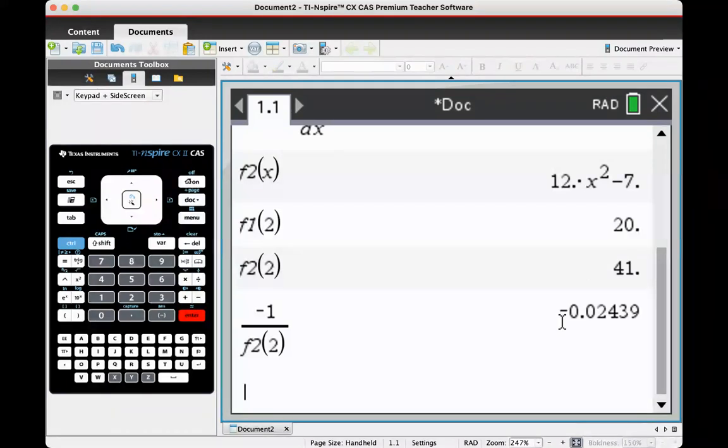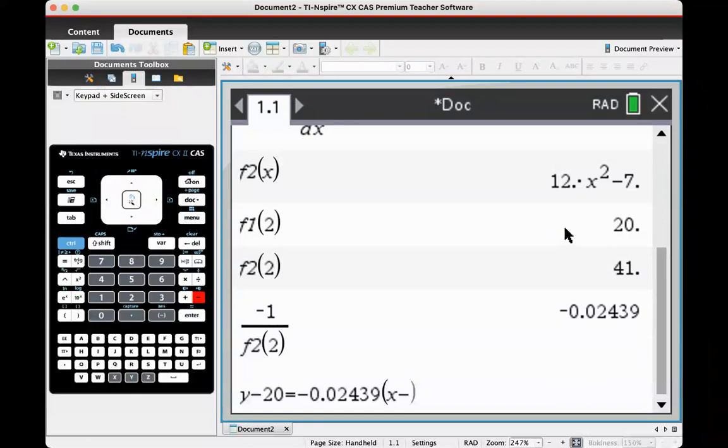So that's my gradient. So what I would do then, and I'll stop the video here so it's not too long, is I would take this value here as m, and I would write this down, not put it into my calculator. I'm just doing this just so you can sort of see it. I would go y minus, let me see now, what was y? 20. y minus 20 equals negative 0.02439.